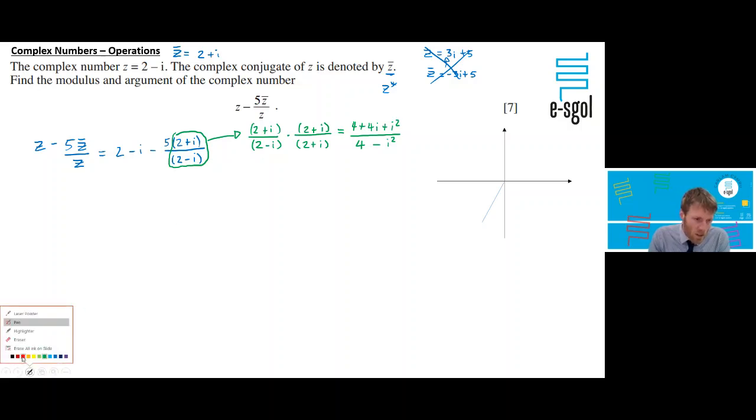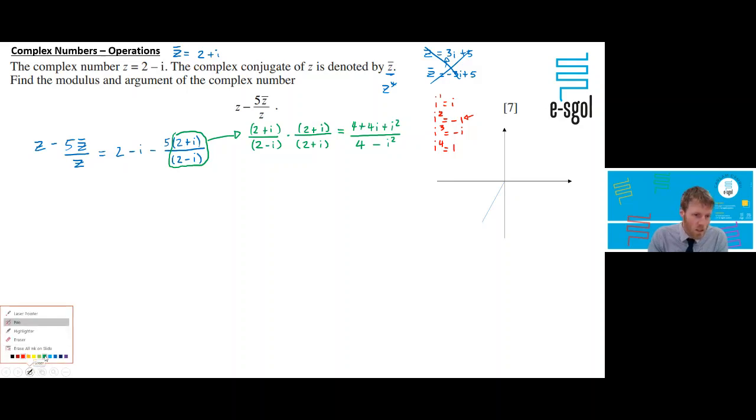Now, with your powers of i, i to the power of 1 just equals i, i to the power of 2 gives us negative 1, i to the power of 3 is going to give us negative i, and i to the power of 4 is going to give us 1. Really, this year we're only looking at that one, i squared, but next year you might investigate this a little bit more.